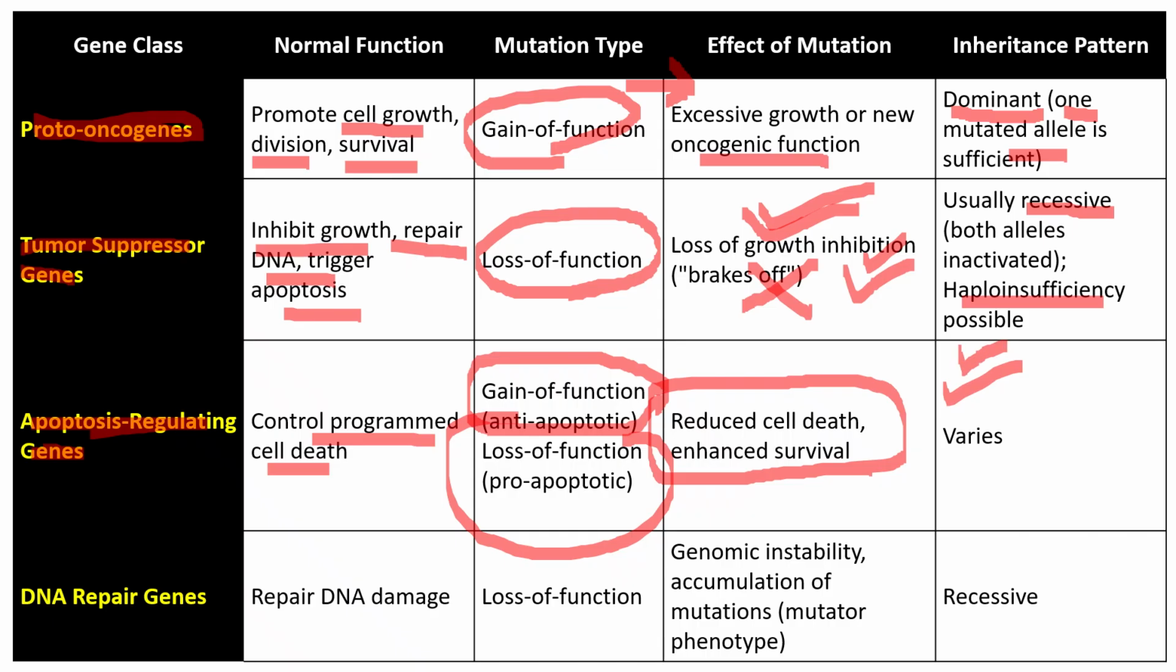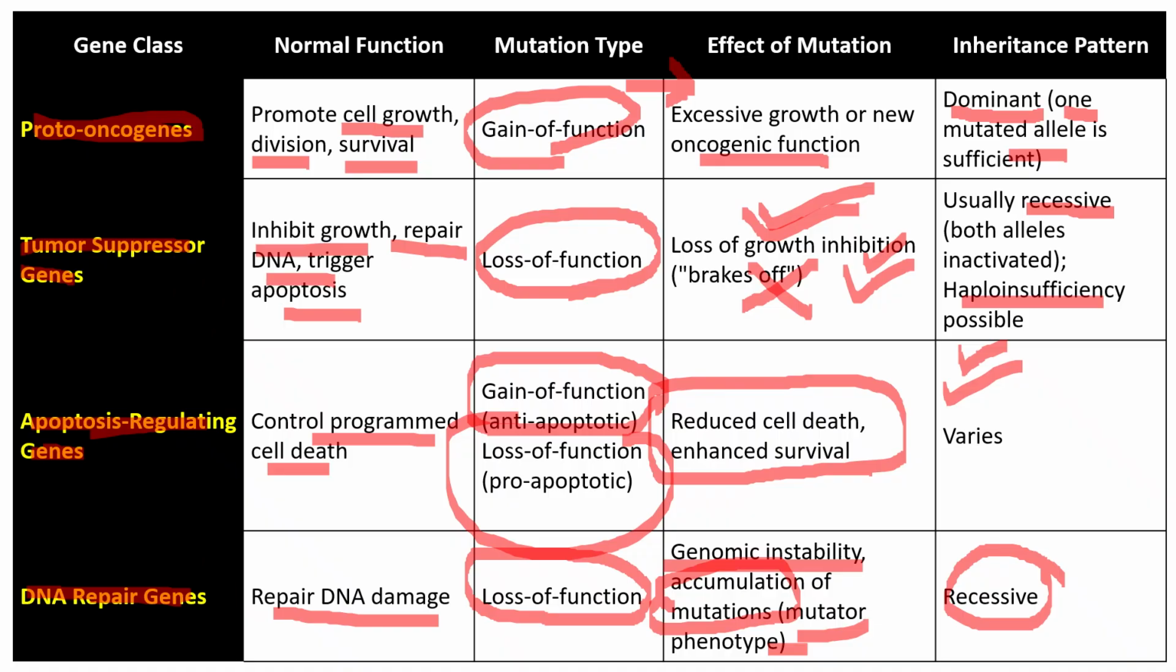The fourth group is DNA repair genes. Here, the function of this group of genes is to repair the DNA damage, and the mutation that is present is loss of function mutation. The effect is genomic instability, and that results in accumulation of mutations. So a mutator phenotype of the cancer develops, and here the inheritance pattern is recessive.